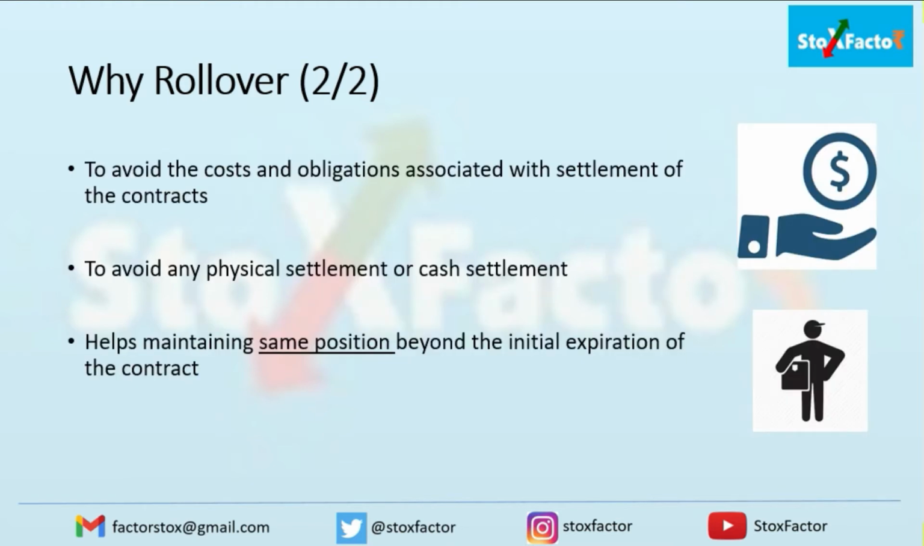Now moving further. So friends, apart from taking a view, these are the three main reasons why you roll over your positions. The first is to avoid the costs and obligation associated with the settlement of the future contracts. So what do we mean by that? Suppose you carry your positions till the expiry date and you have not settled your positions, it means you have not squared off your positions.